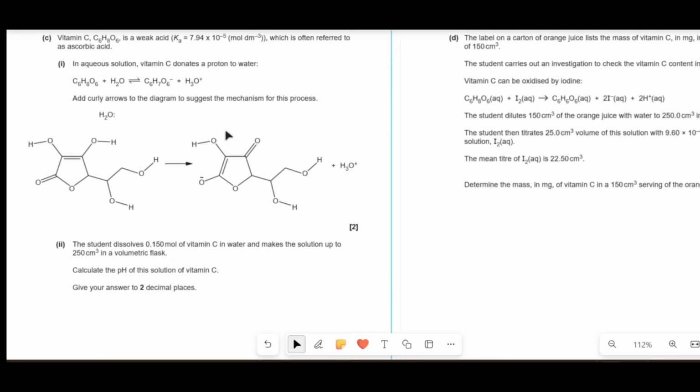So now it says vitamin C is a weak acid, Ka, which is often referred to as ascorbic acid. In aqueous solution, vitamin C donates a proton to water. Add curly arrows to suggest the mechanism of this process. So you can see we've got an H2O. Compare them side by side. What has changed? What can you see is obvious?